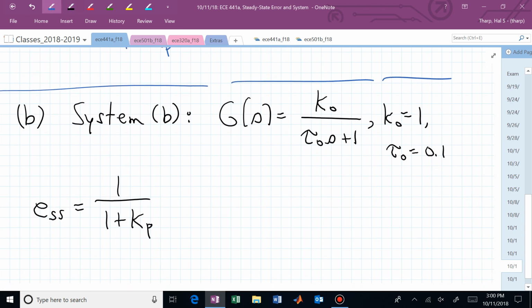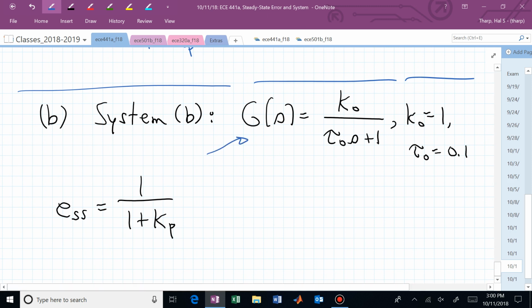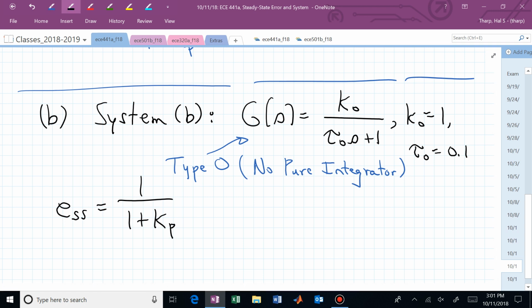and so our steady state error for this particular system. And what type of a system is this? Is this a type 0? Is it a type 1? It's actually a type 0. There's no pure integrator in that system. So now we can use the error steady state expression 1 over 1 plus k sub p, which is 1 over 1 plus G of 0.